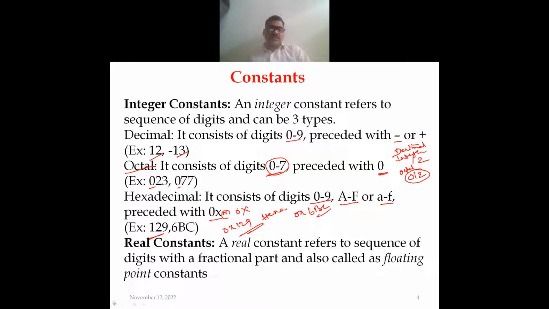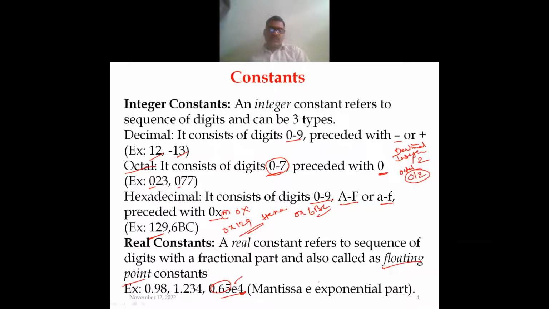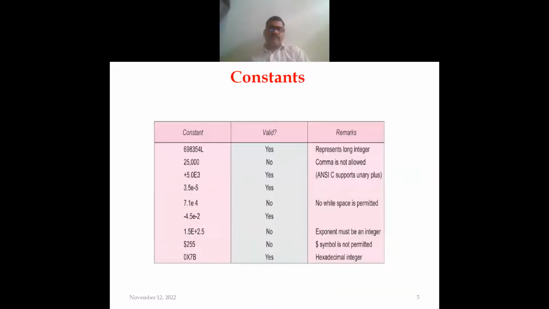Next, coming to real constants. A real constant refers to a sequence of digits with a fractional part, and we also call it a floating point constant. Examples: 0.98, 1.234, like that. Here 0.65E4: this part is called the mantissa, and after the E, it is called the exponential part. This notation is called mantissa exponential notation.